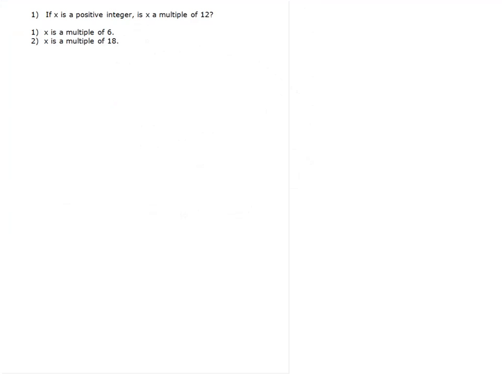So the first question here is up on the screen. If x is a positive integer, is x a multiple of 12? As everyone answers the question, you can start to put your answer into the chat box. And as always, I'll walk through the answer once everyone's done. So we can start with 2 minutes on this question here.